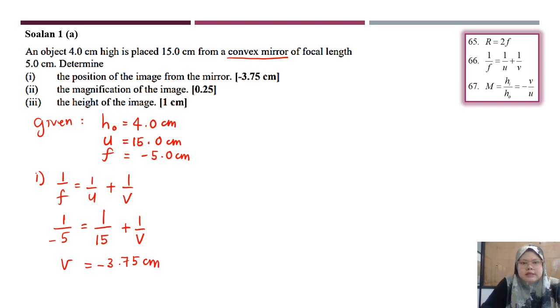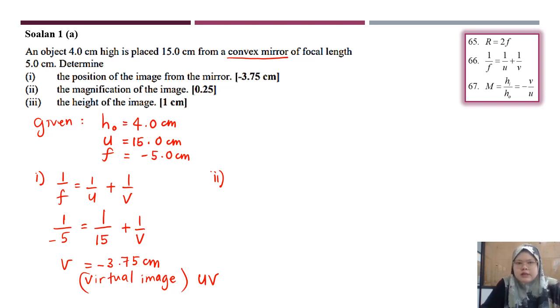Here you will get the value of v, the image distance from the mirror, which is negative 3.75 cm. What is the meaning of v negative? As I mentioned before, v negative maksudnya dia adalah virtual image. So bila virtual image, pasangan dia adalah upright. Sebab you nak cari nilai magnification, magnification mesti kena dapat nilai yang positif. Sebab apa? Magnification yang positif adalah untuk upright image.